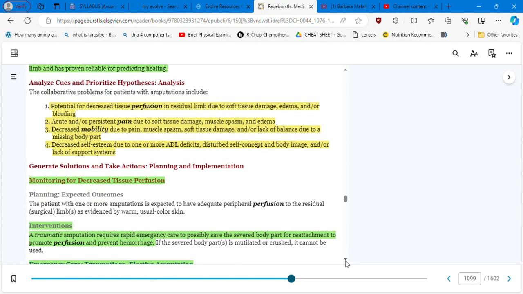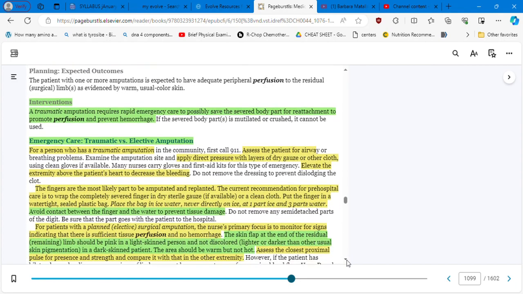So what are we going to address? Potential for decreased tissue perfusion, acute or persistent pain, decreased mobility due to pain, and decreased self-esteem due to one or more ADL deficits, distorted self-concept and body image, and or lack of support system. Monitor for decreased tissue perfusion. What are we going to do?